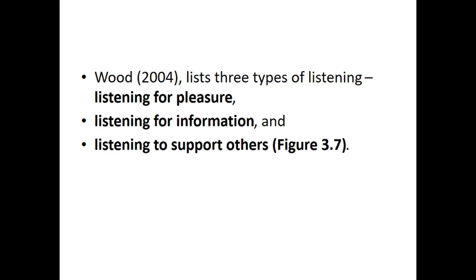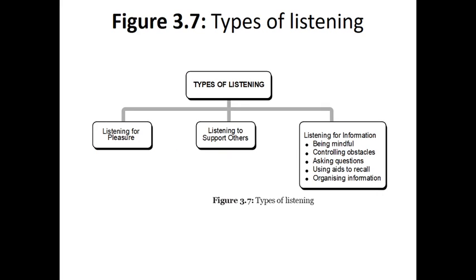So, according to board, there are three types of listening: listening for pleasure, listening for information, and listening to support others. So, these are types of listening or the purposes: listening for pleasure, support, and listening for information. When you are listening for information, you have to be mindful, controlling obstacles, asking questions, using aids to recall, and organizing information.